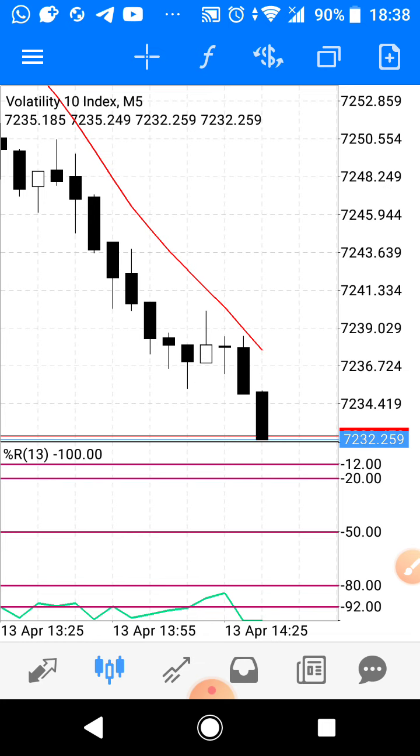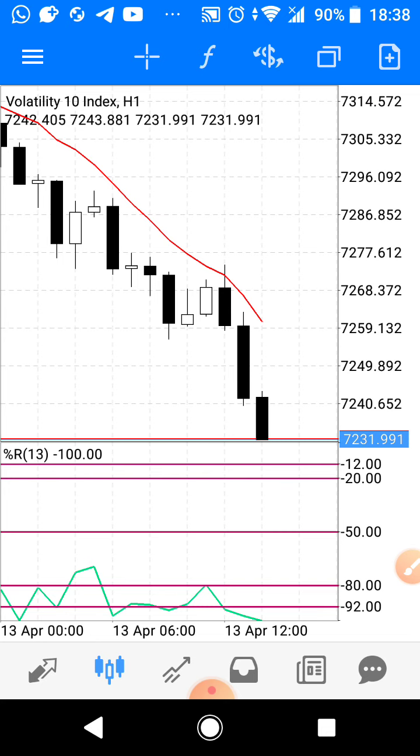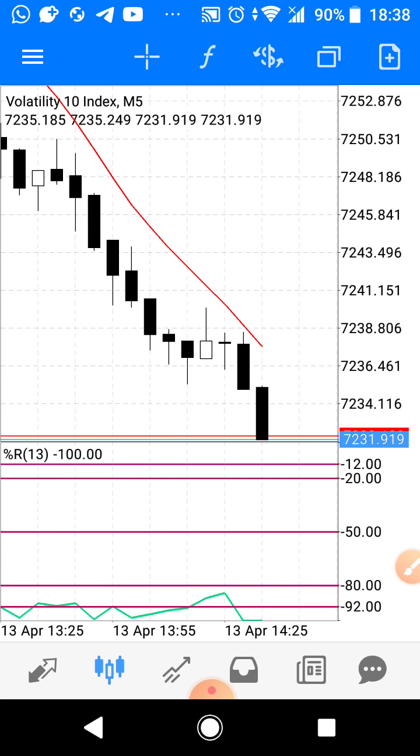Another thing here is that there's nothing to do here. On 1 hour, just keep observing your market. Keep seeing what the market is doing. If you want to follow the trend, like you want to place a lower, it's very dangerous.